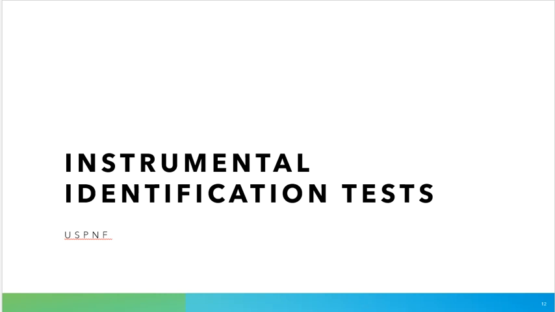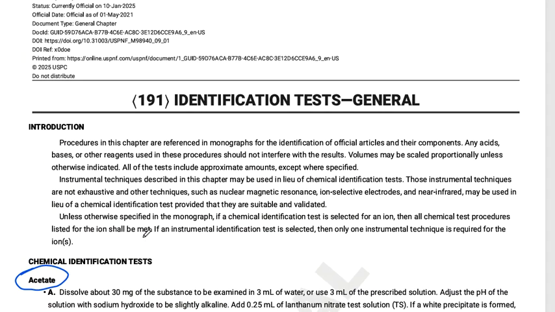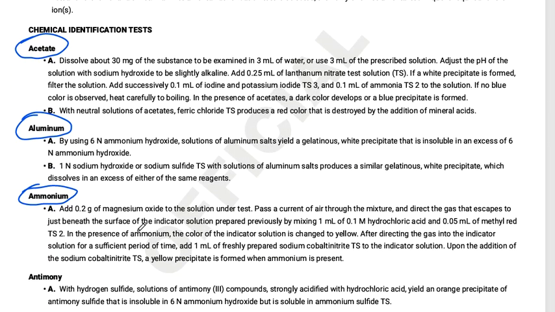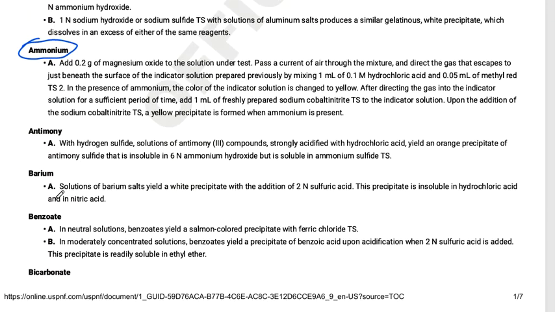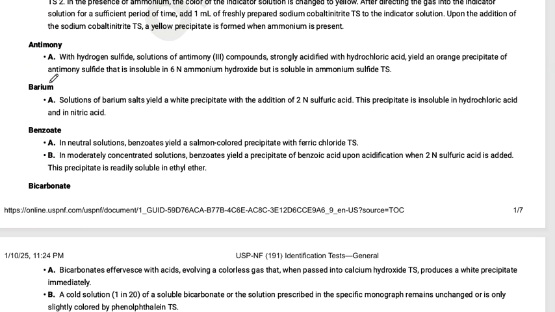The chemical identification test that we talked about last time, we said came from this general reference of the USP-NF 191. Under 191, we're going to see a list of cations and anions that can be tested. As I go through the list, I'm just going to call these out. We've got acetate, which is an anion, aluminum, which is a cation, ammonium, which is a cation, antimony, which is a cation, barium is a cation, benzoate.